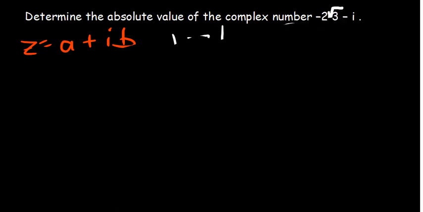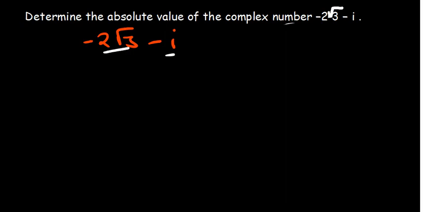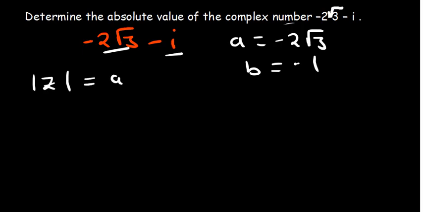Looking at that concept, what complex number have we been given in this case? Looking at our work, our complex number is -2 root of 3 minus i. That is our a, and that is our b. Our b is the coefficient of i. So in this case our a is -2 root of 3, and our b is -1. From the basic concept, the absolute value is going to be a squared plus b squared, then the square root of that.